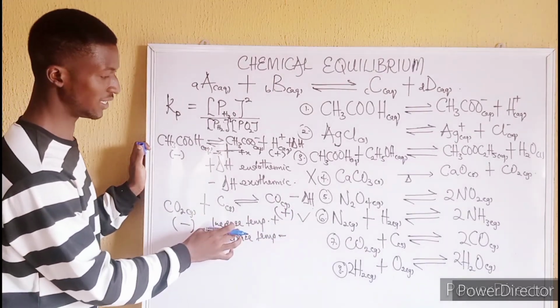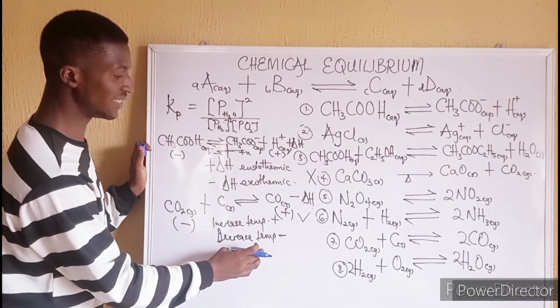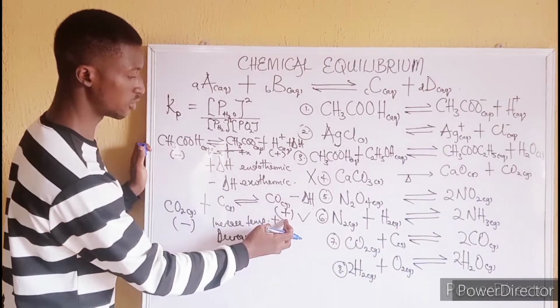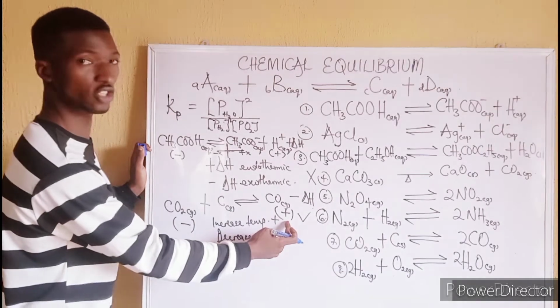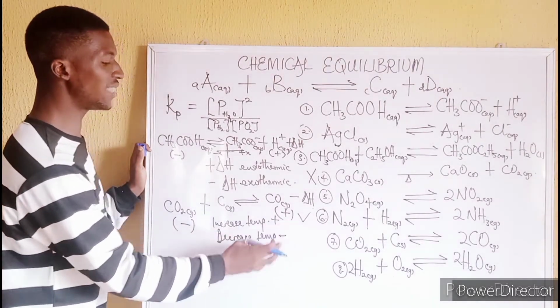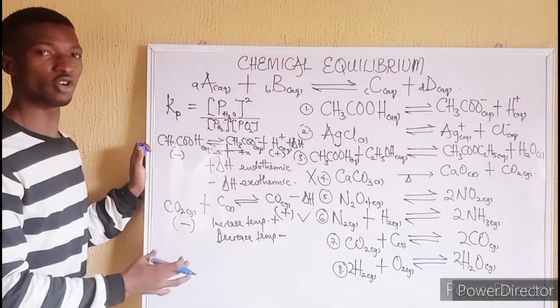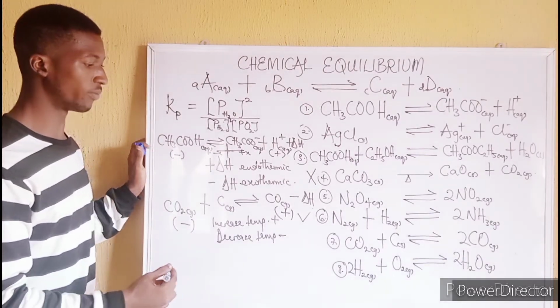That is for increase in temperature. But for decrease in temperature, minus times minus is plus. So here the forward reaction will be favored. So this is how you simply denote how temperature affects chemical system at equilibrium.